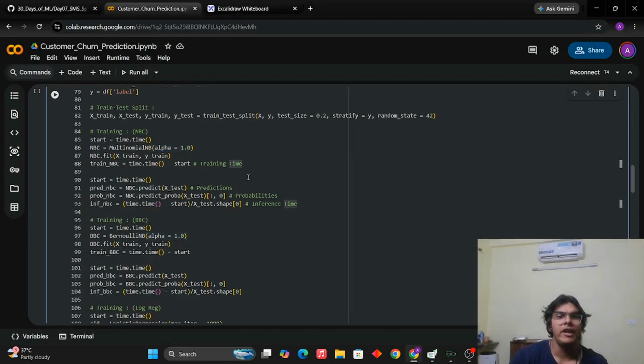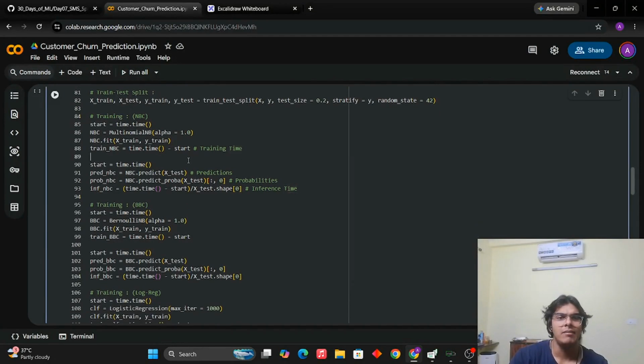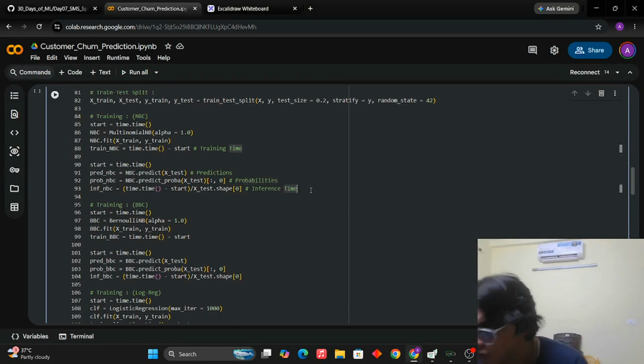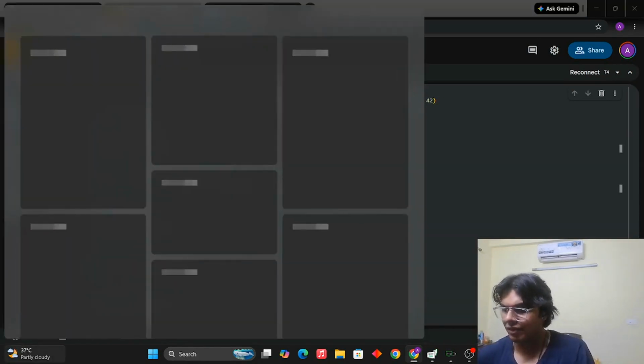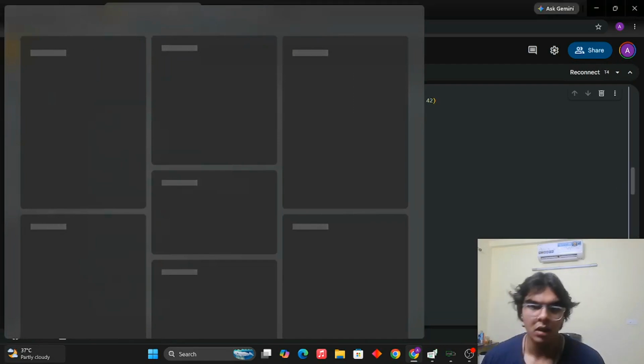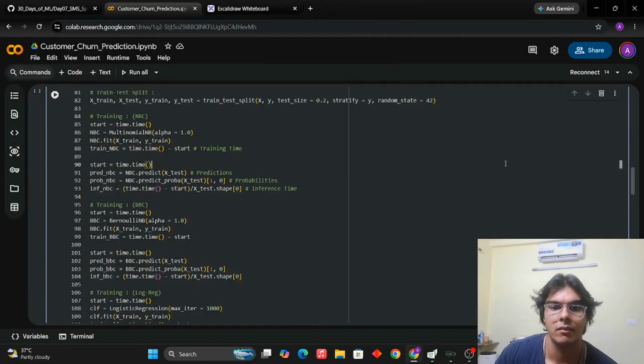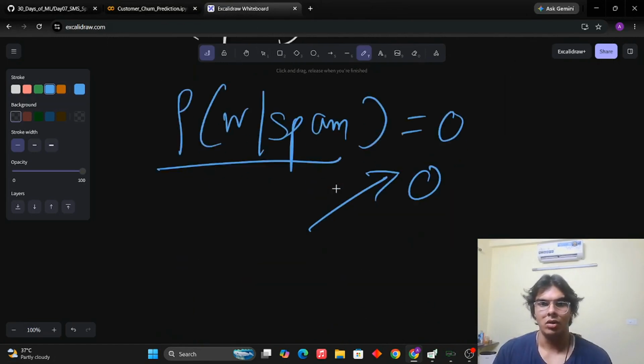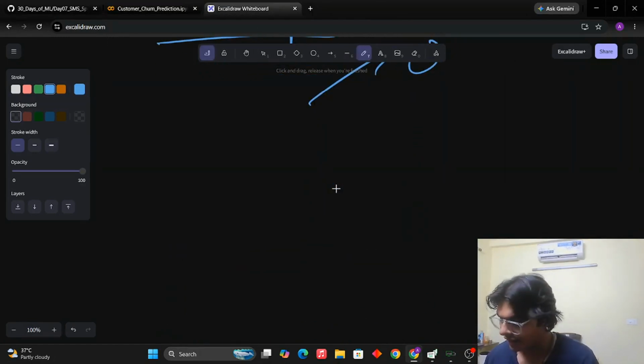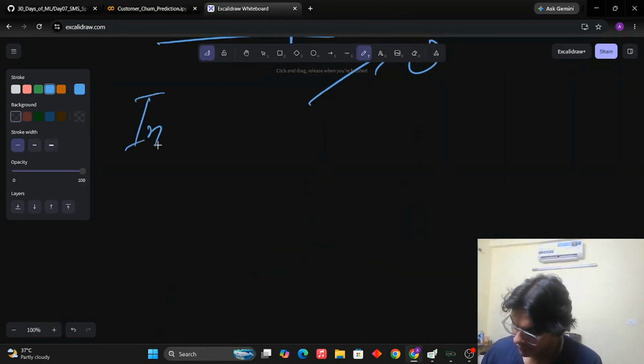Now, this is the training time, so we have calculated the training time in this case. Starting time, these are the predictions, these are the probabilities, and this is the inference time. Very important, I've included a new trick here, a new metric that we can use in our models. If we want to calculate the inference latency, it is a very important metric in machine learning models.